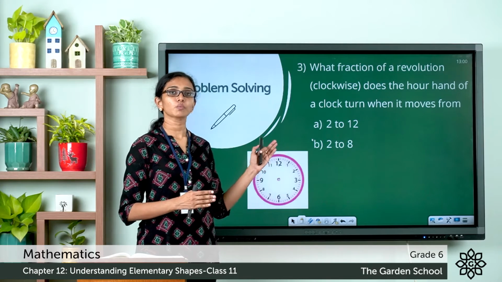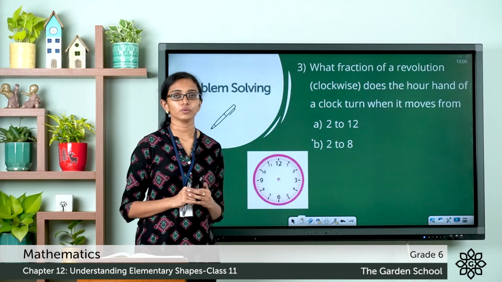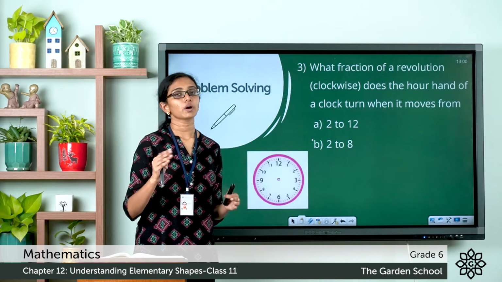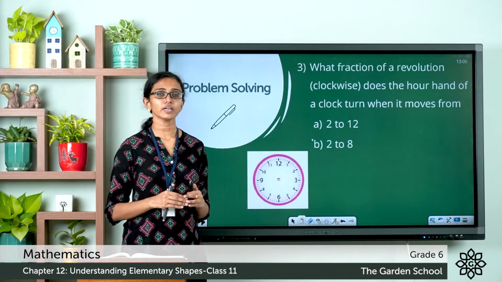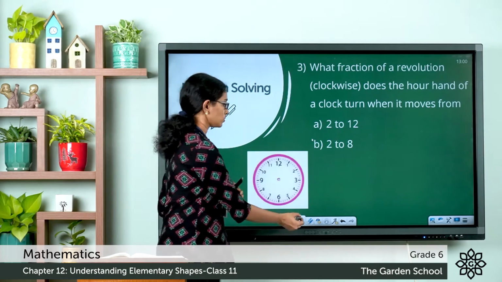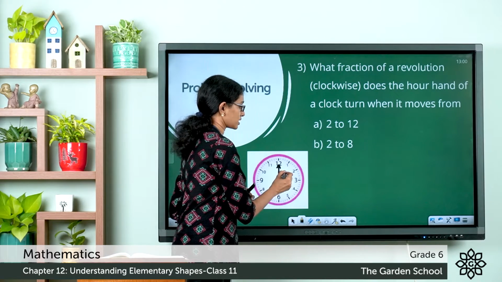So when the hour hand moves from 12 to 2, it would have covered 1/6 of a revolution. So every 2 hours, it will be a 1/6 revolution. Now here, imagine the hour hand is at 2 o'clock now. So the minute hand is at 12, the hour hand is at 2.